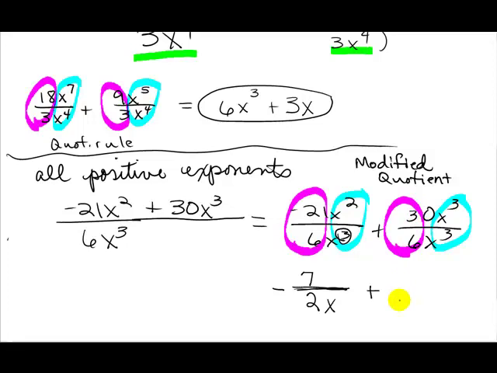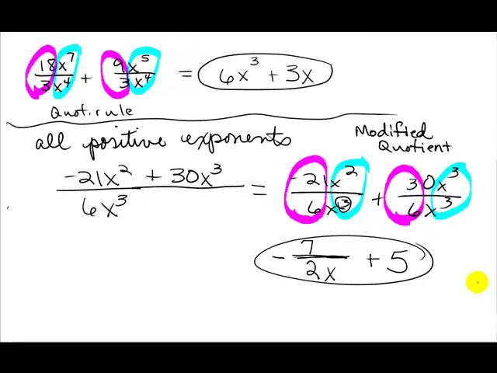Plus 30 divided by 6 is going to give us 5. And these are exactly the same, so they equal 0 when we do the quotient rule, and anything to the 0 power equals 1, so 5 times 1. And so this is going to give us our answer for that one. Okay.